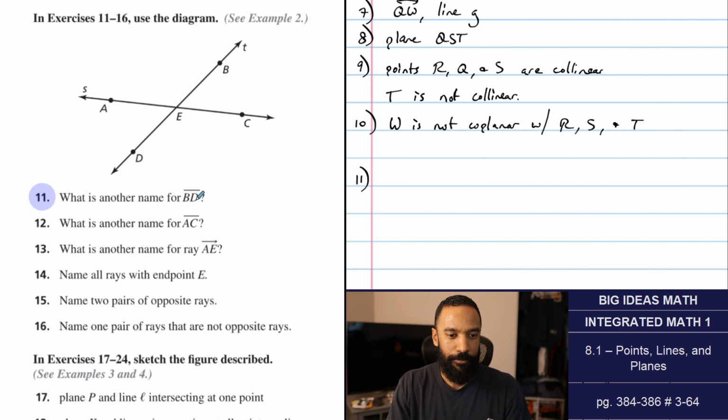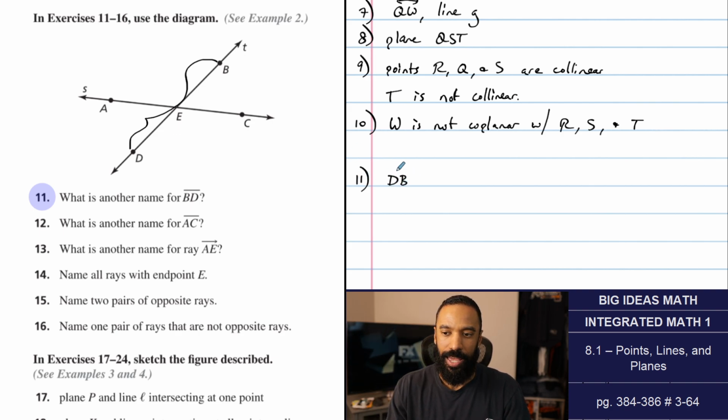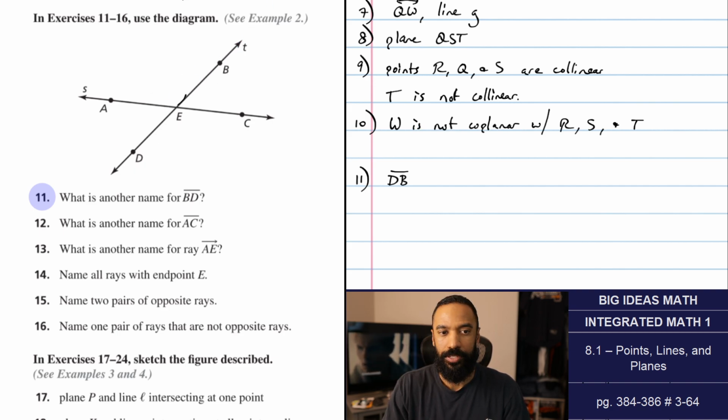So what is another name for segment BD? And I did say segment. Segment BD is this line segment right here that has this specific length. The only other name I can give it is segment DB. I cannot give it anything with the letter E, only because this has these specific endpoints. Segments must be named by their endpoints only.